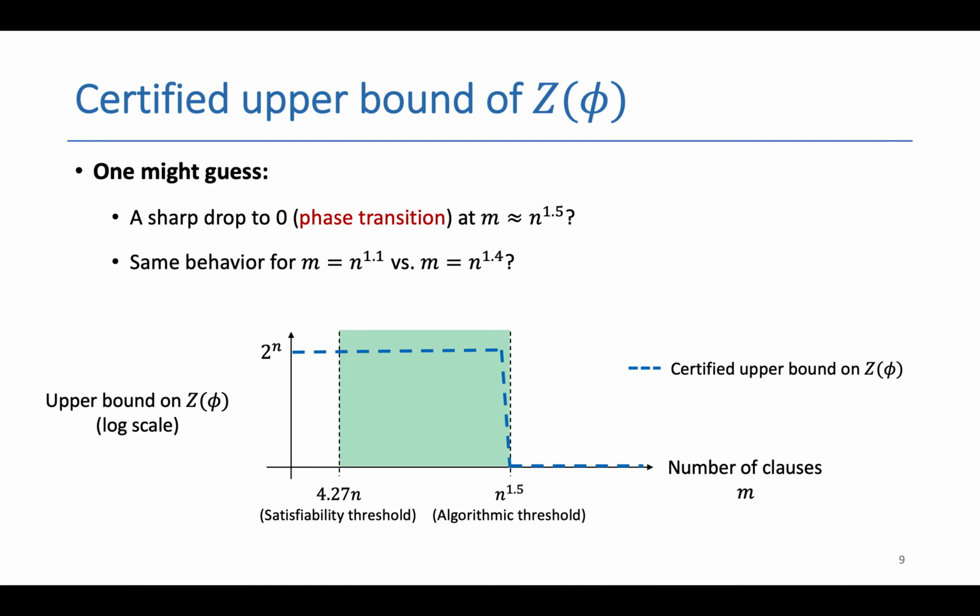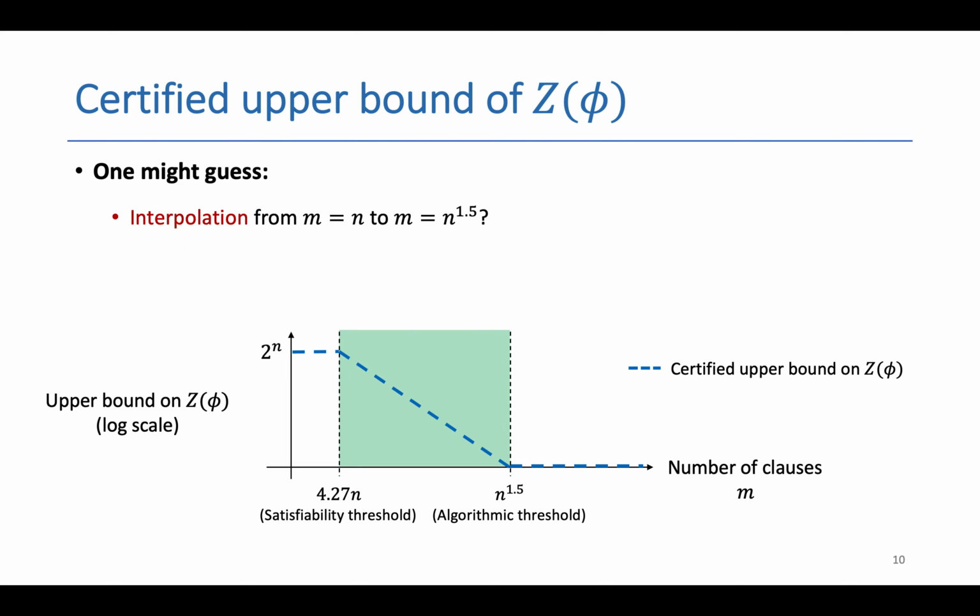And a couple of candidate parameters that you might guess is maybe when the number of clauses is smaller than n to the 1.5, then you can't certify any non-trivial upper bound. And once you exceed n to the 1.5, you can use your refutation algorithms. So this would mean there's a sharp drop to 0.